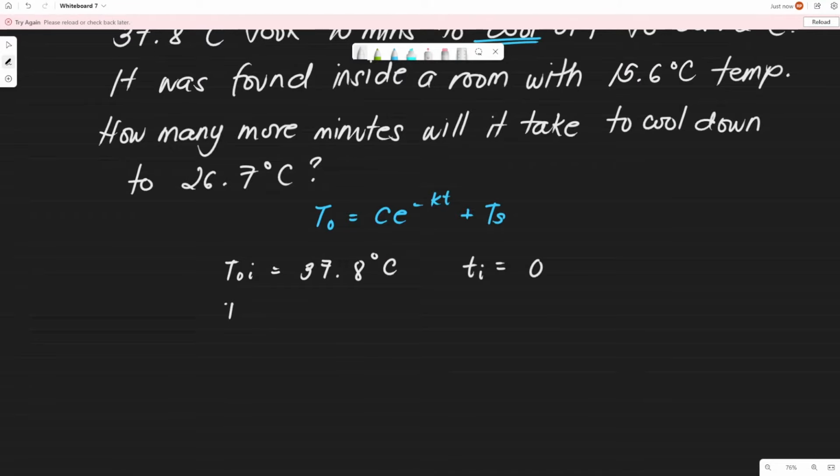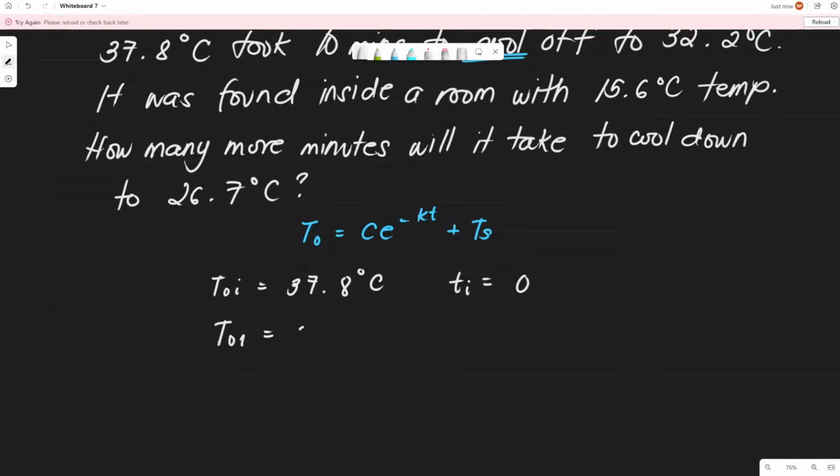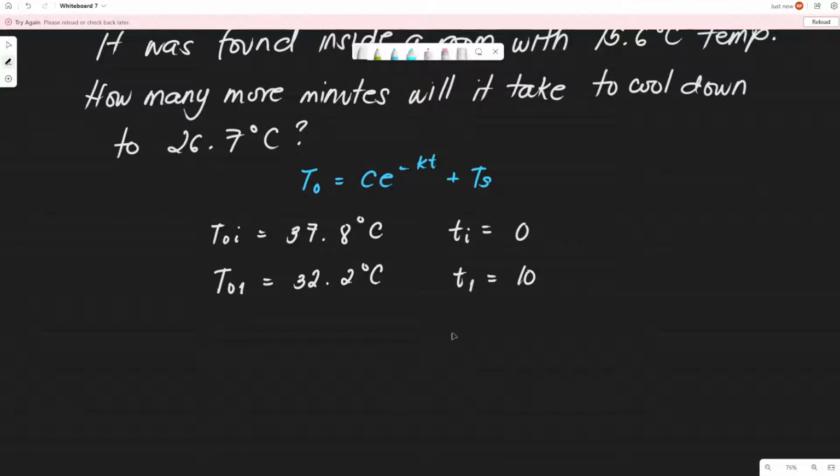It took 10 minutes to cool off to 32.2. So, T sub O1, this is the first reference, is equal to 32.2 degrees Celsius. Small t sub 1 is equal to 10 minutes. Minutes naman yung tinatanong, so kahit wag nyo na i-convert. Pero kapag tinatanong guys is hour, for example, ang given is minutes, then ang tinatanong is how many hours, you need to convert the time from minutes to hour. Wag nyo kakalimutan yun.